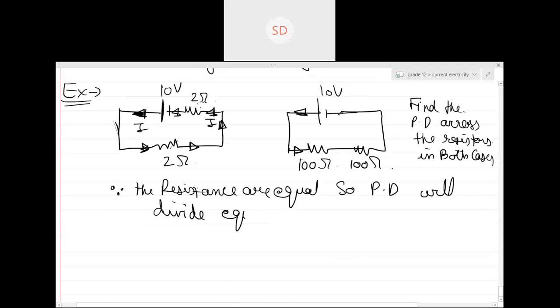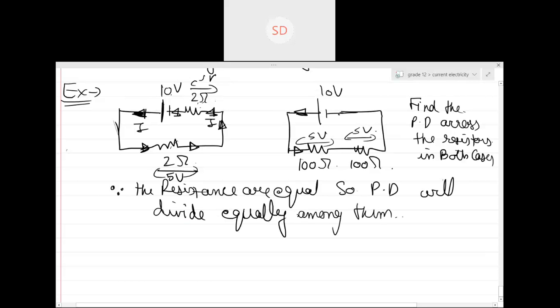So the resistances are equal, so the potential difference will divide equally. So across this 10 volt, what should be the ratio? 1:1, right? Yes, sir. How many pieces? 2 pieces. So 10 volt, 2 pieces, 1 piece is 5 volt. So across this is 5 volt and across this is also 5 volt. The same thing goes for this as well. Basically here also, the resistances are equal, so the potential difference will divide equally. Is this clear?